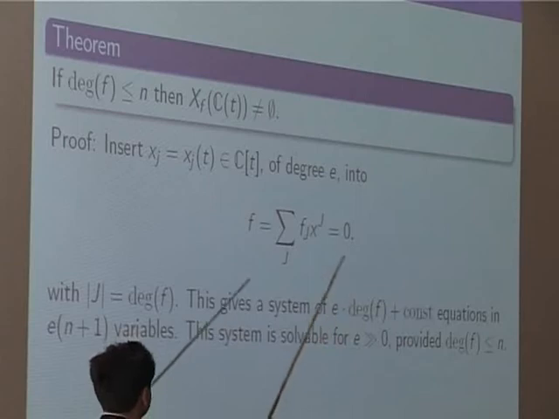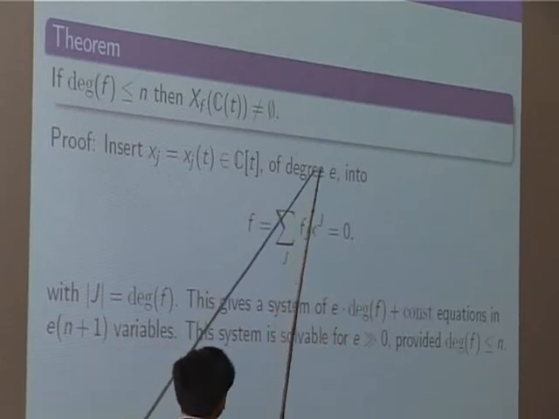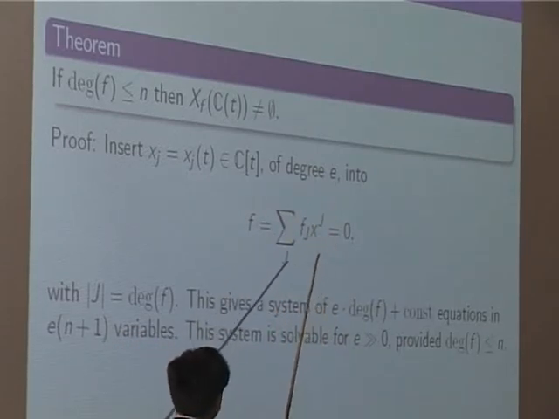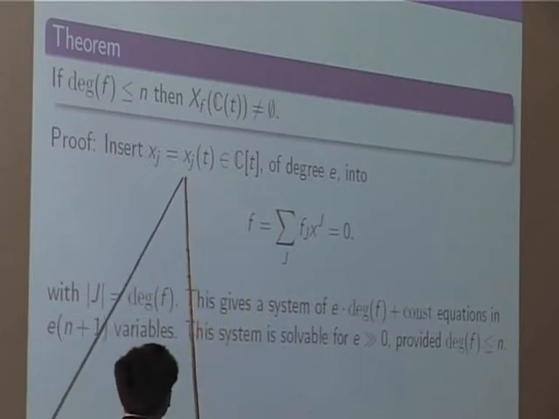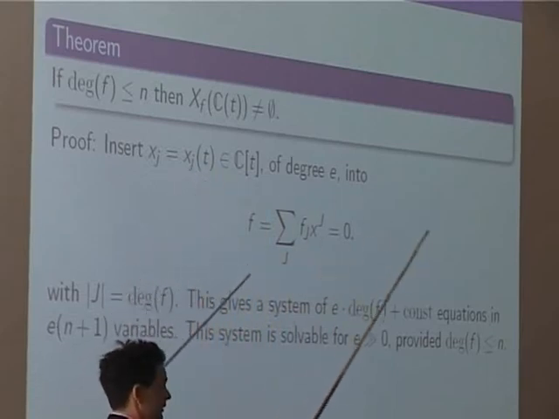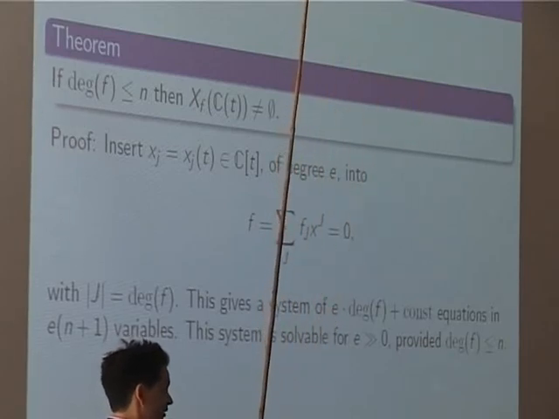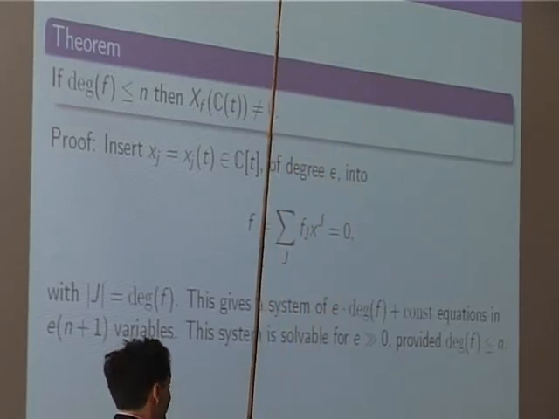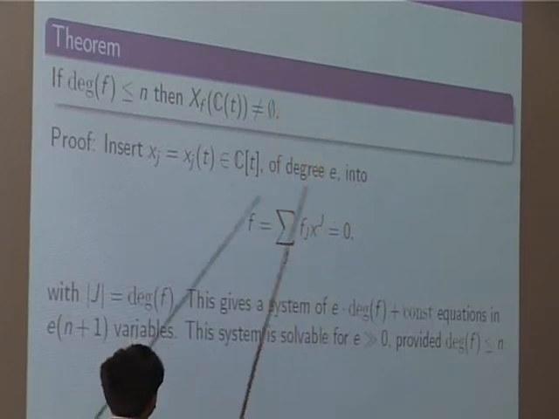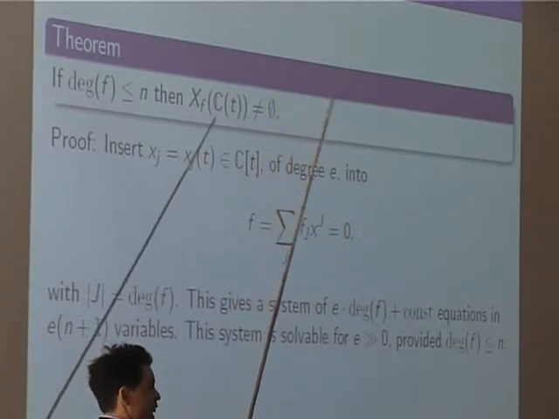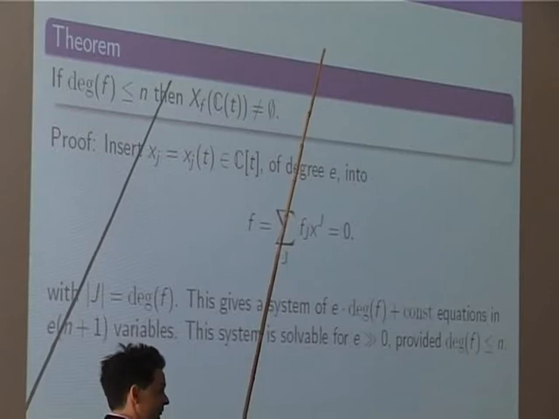So that's kind of the analog of the height, so degree e. And then we're going to plug in this xj of t into our polynomial equation. So we're going to open all the brackets, and we're going to have a big equation in t. And we want to get 0, and so we want it to be solvable for all t. So all the coefficients somehow have to disappear.